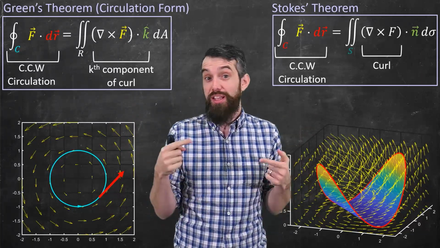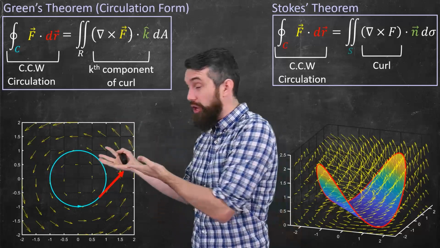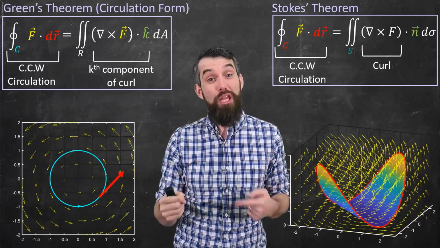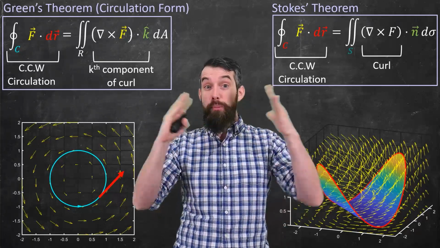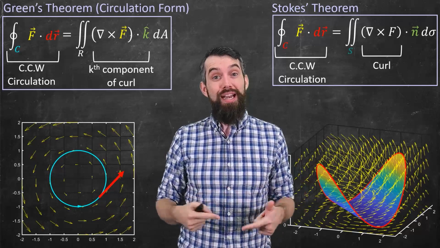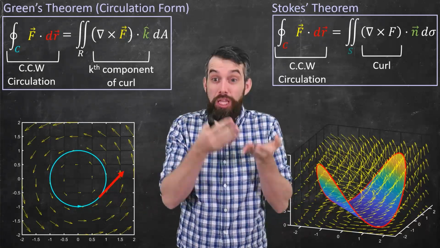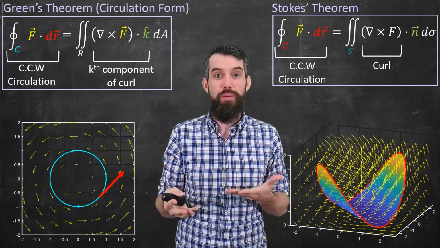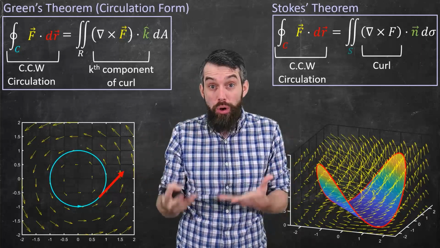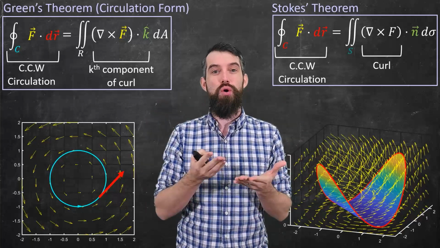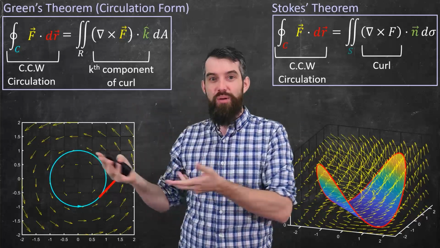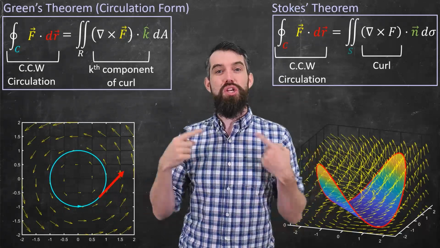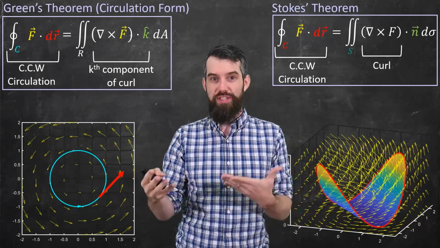And they're both talking about the counterclockwise circulation, either just around the curve in two dimensions or around the boundary curve of your surface. And really what they say is, again, this property around the boundary can be written as adding up the local property of the curl, or the k-th component of curl for just two dimensions, but either way, adding up this local property over the entire domain. So in the case of Green's theorem, the inside of that region in the plane, and in Stokes' theorem, it's this curl dotted with n all along the surface.